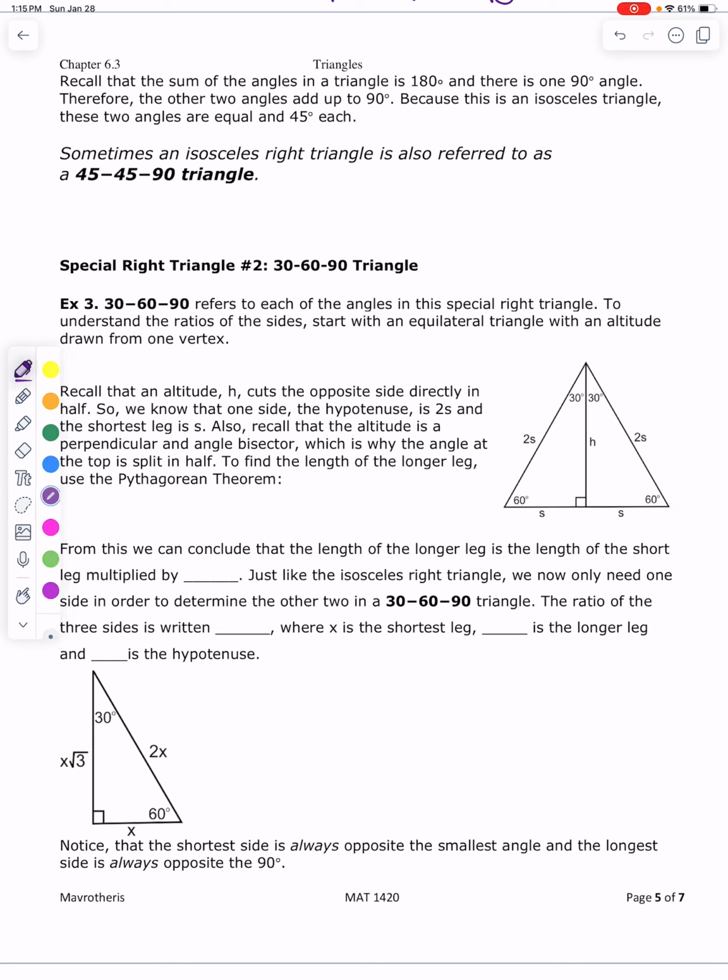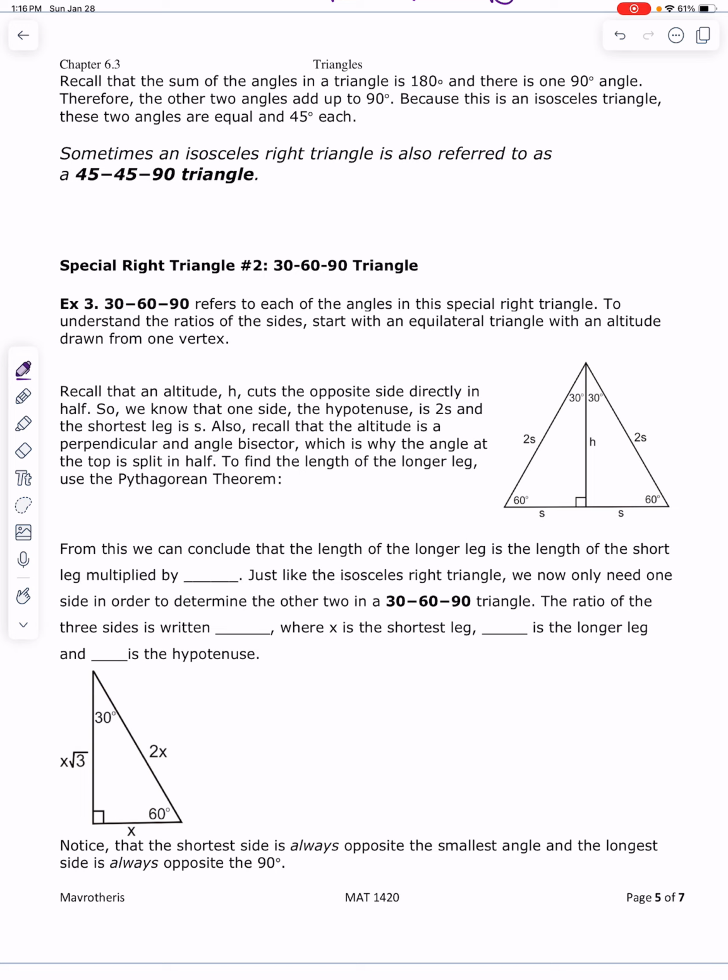So the second of our special right triangles, the second and the last, we only have two special right triangles. The 30, 60, 90 is referring to the angles of the triangle. Again, that 90 is our right angle. Our other two angles are a 30 degree and a 60 degree.